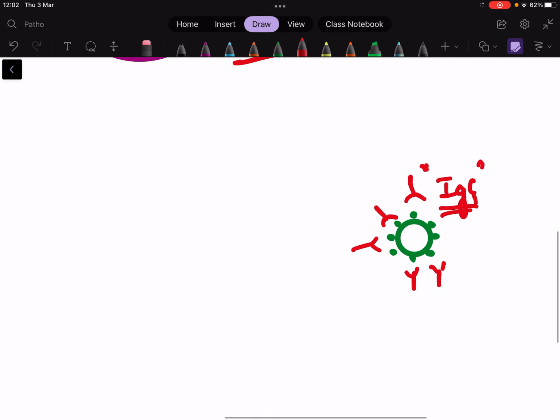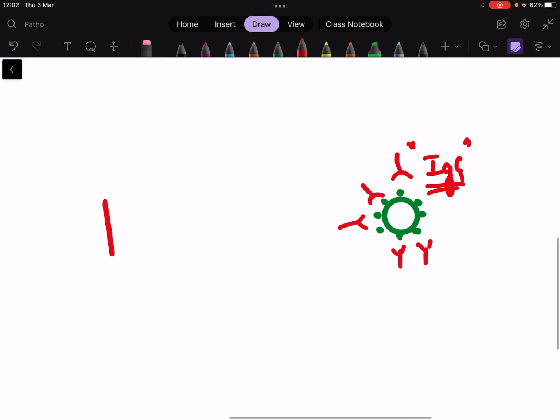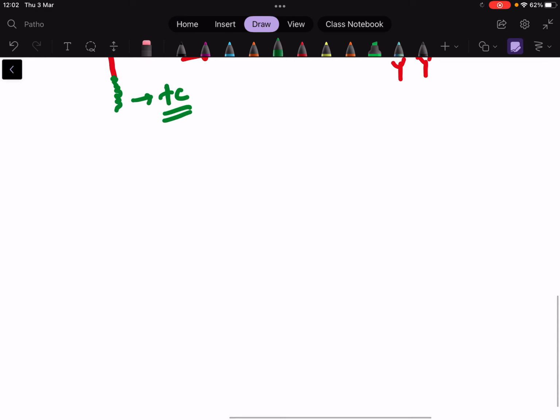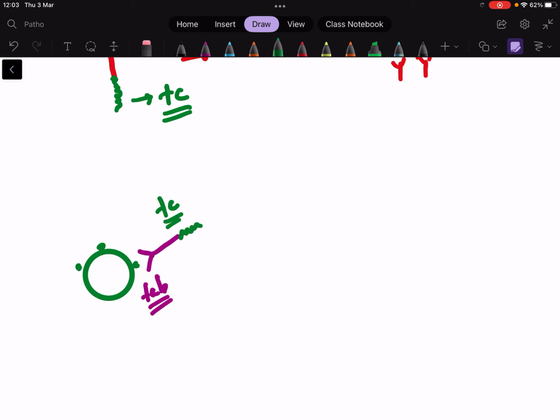Now this IgG, immunoglobulin G, has two portions. The upper portion is called the Fab portion, and this lower portion is called the Fc portion. Imagine there is a bacteria with antigens, and our body has produced an antibody called immunoglobulin G. The upper part is the Fab portion, right? And the lower portion is the Fc portion of the immunoglobulin G.